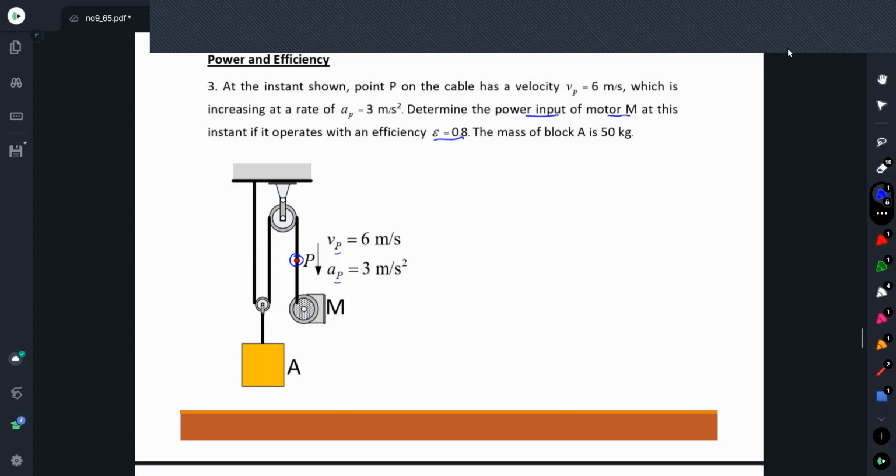So an efficiency of about 0.8 is a good one for a machine. Actually, the loss from the machine may be heat, sound, or some deformation. This is always lost. So if the efficiency is equal to 1, this is the ideal machine. The mass of block A is equal to 50 kilograms for this case.